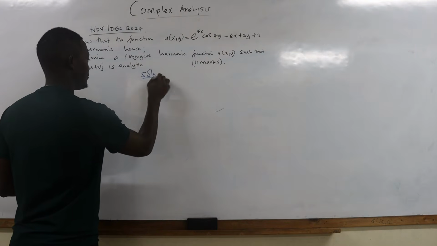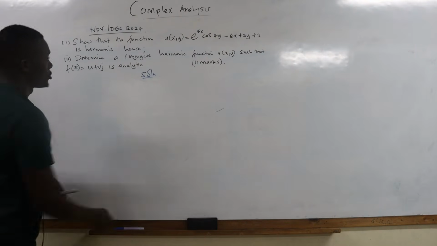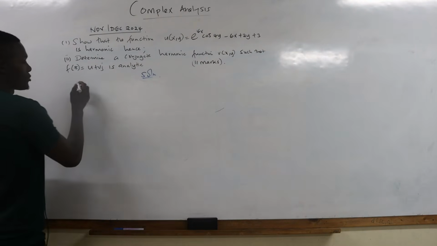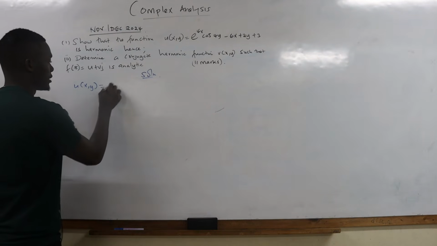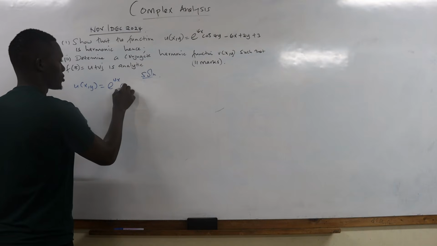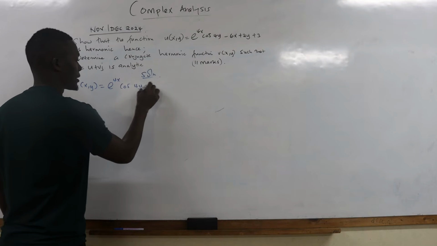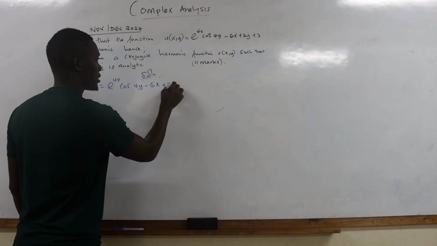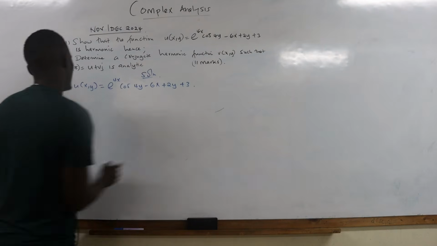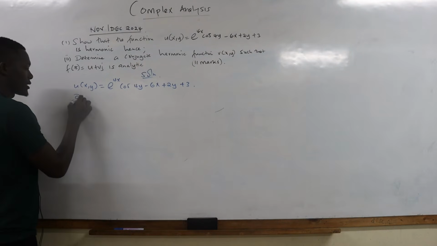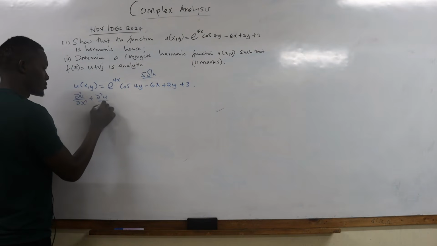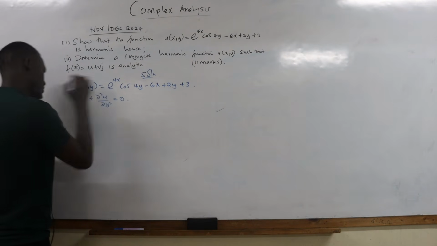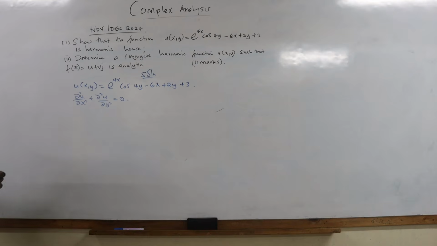Now, solution. So the first part is to show that it is harmonic. So you have u(x,y), write it again, exponent of 4x cosine of 4y minus 6x plus 2y plus 3. So for this to be harmonic, from what you have just checked in the previous question, when you check the second derivative of the function with respect to x and with respect to y, the answer should give you 0 when you add the two of them.